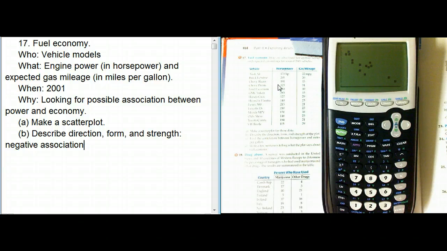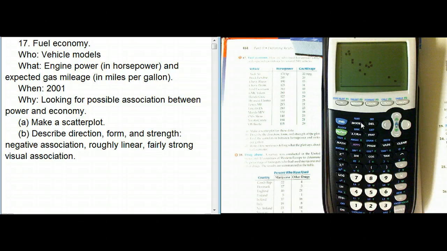Negative association here, and it looks roughly linear. Okay, it looks somewhat like a straight line. There's definitely some scatter here, but it's not ridiculous to say it's roughly linear, and I'd say it's a fairly strong visual association. Okay, so a strong negative linear association.